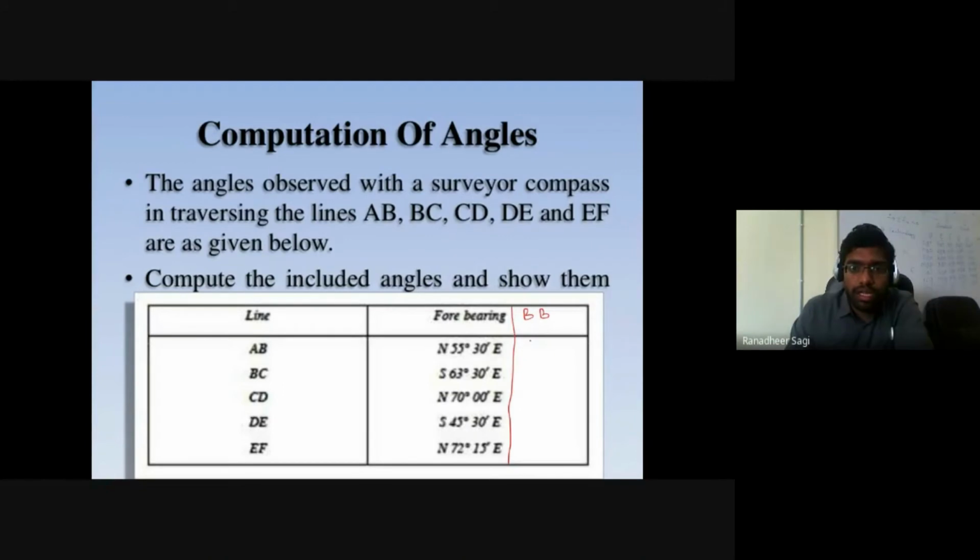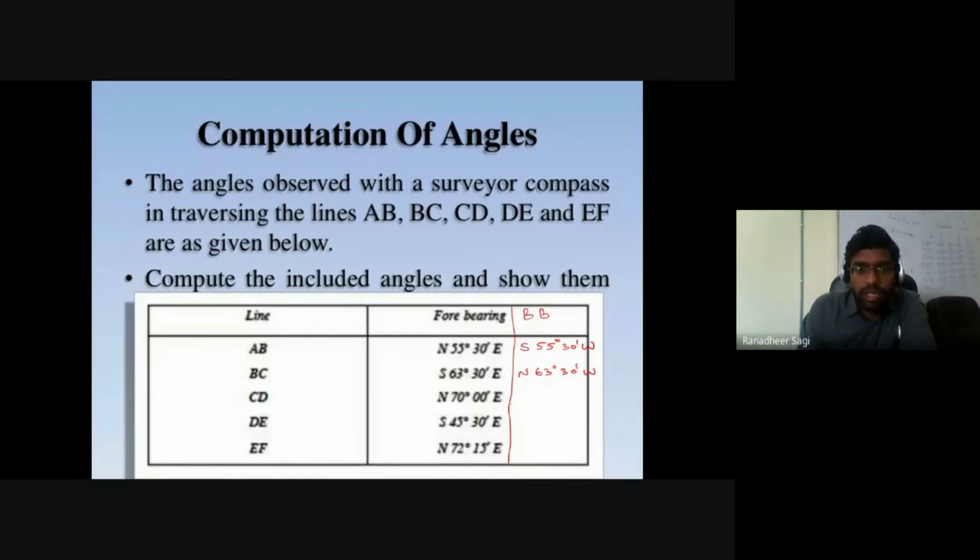That's it. Four bearing of the line AB is given as north 55 degrees 30 minutes east. Then what becomes the back bearing of line AB? North is replaced with south, angle is the same 55 degrees 30 minutes, and east is to be replaced with west. Next, four bearing of line BC is given as south 63 degrees 30 minutes towards east. Then what is the back bearing? South replaced with north, angle is the same 63 degrees 30 minutes, and east is replaced with west.